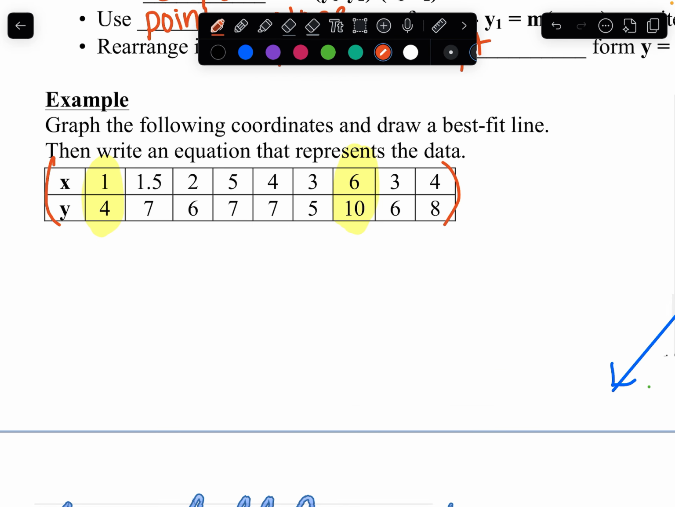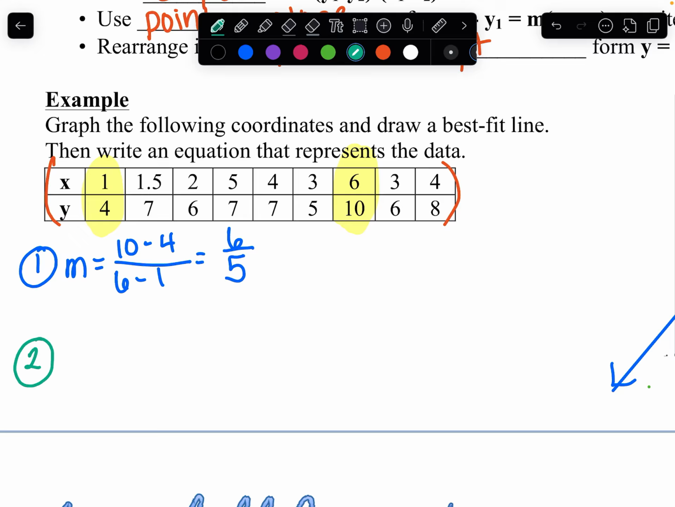Okay, so using those 2 points, my first step is to find my slope. We're going to do 10 minus 4 over 6 minus 1, which gives us 6/5. Our next step is to do our point slope. Again, we have a point, 1, 4, that's the one I'm going to use, and my slope. So y minus y sub 1 equals my slope times x minus 1. Now we're going to go into our third step.